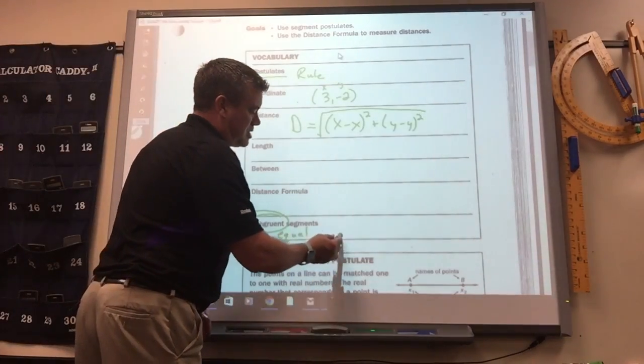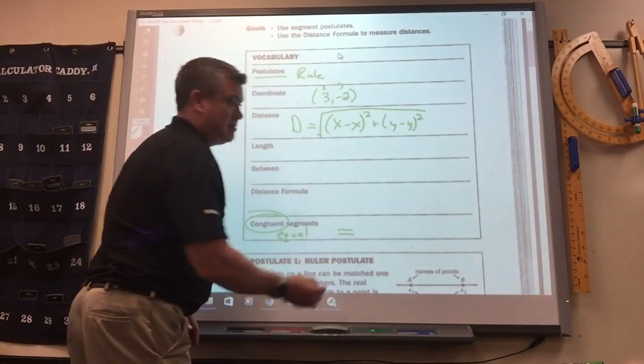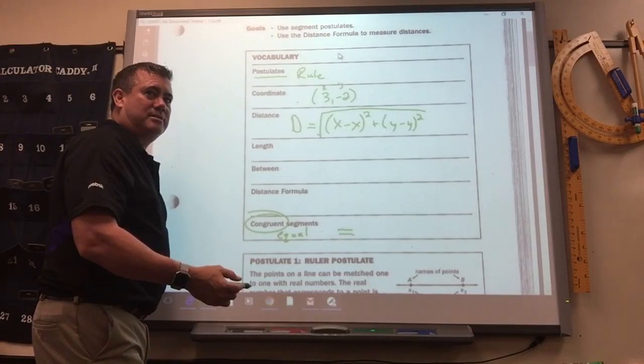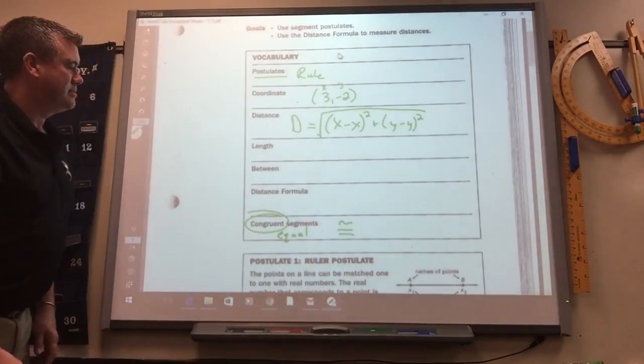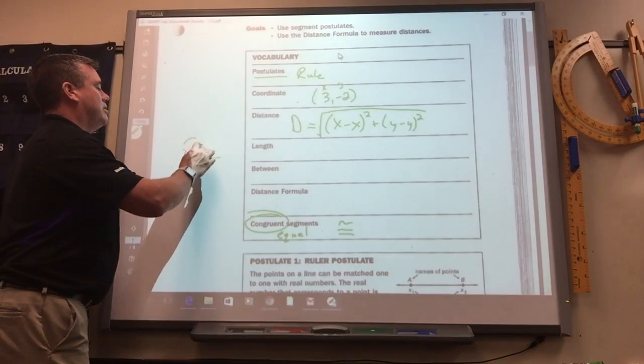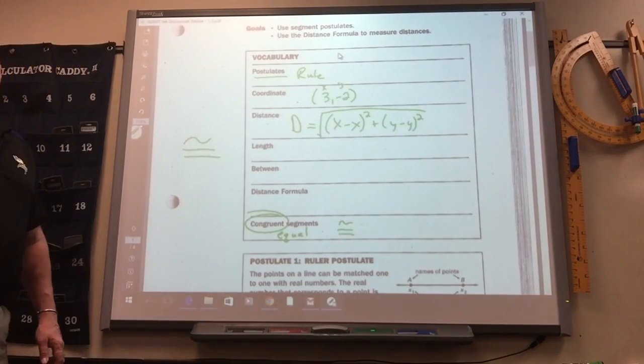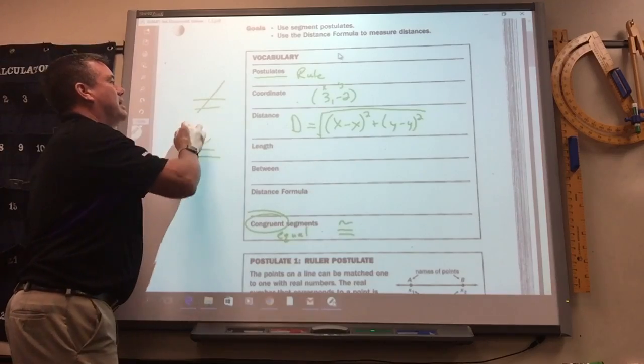So I remember an equal sign is like that. Remember what the congruent sign looks like? It's got the squiggly line above it, yep. An equal sign with this. What's the not equal? Is it the slash? Yep, not equal is that.